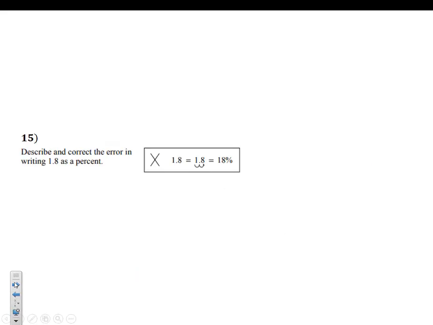On our next example, ladies and gentlemen, it says describe and correct the error in writing 1.8 as a percent. Two things we have to do. One, describe. Two, correct. So there's two parts to this one.